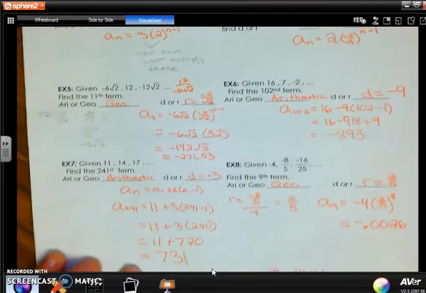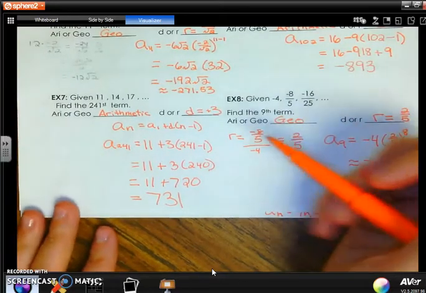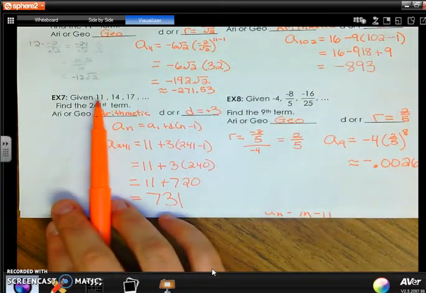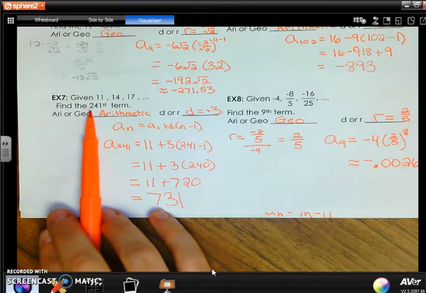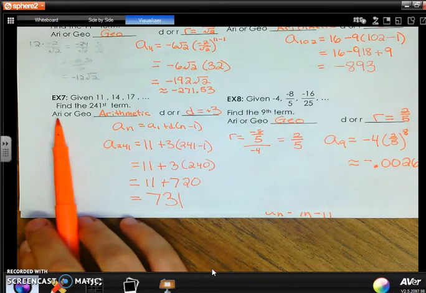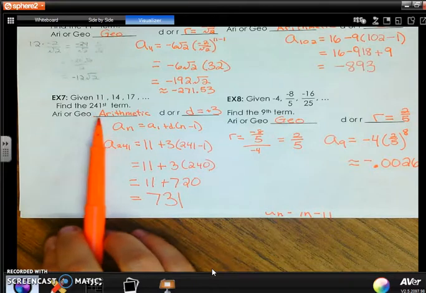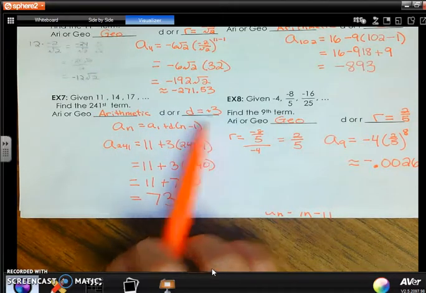Okay, so what comes next? We've got 7 and 8. So when taking a look at this list of numbers from 11 to 14 to 17, looks like I'm adding 3, and it's asking me to find the 241st term. So because they're related by addition, so a way to remember that is arithmetic and addition both start with A, so it's arithmetic, and the d value is a plus 3.